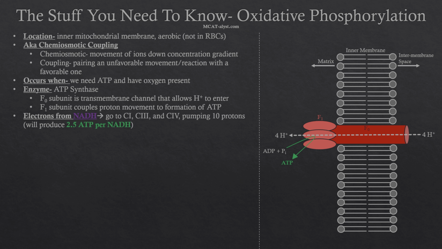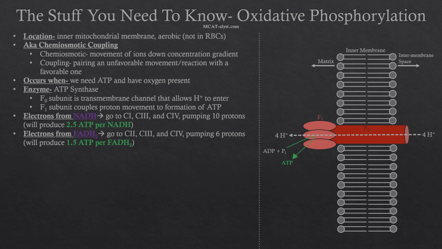So just like we did on the last slide, we can talk about how the electrons from NADH, which are going to go from complexes 1 on to 3 and then to 4, pumping 10 protons. Because the electrons from NADH can pump 10 protons, and the production of 1 ATP requires 4 protons, that means on average, each molecule of NADH will be able to produce 2.5 ATP per molecule. Conversely, because the electrons from FADH2 are only going to be pumping 6 protons, that means we're going to be producing 1.5 ATP per FADH2.